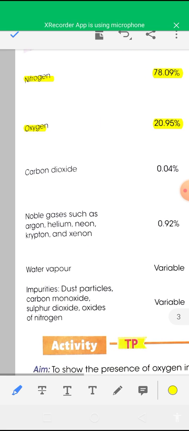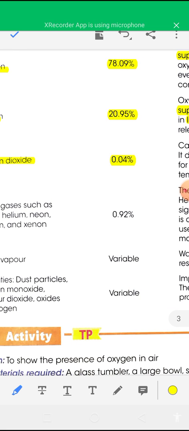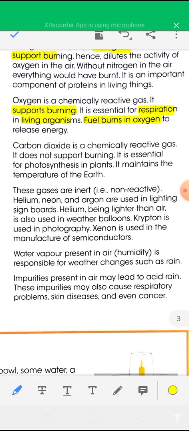The next component is carbon dioxide. It is present at 0.04 percent, a very small amount. Carbon dioxide does not support burning. It is essential for photosynthesis in plants, and it maintains the temperature of the earth.